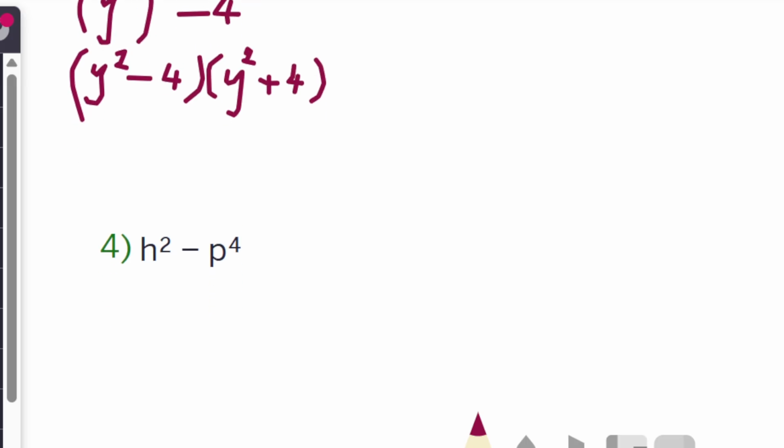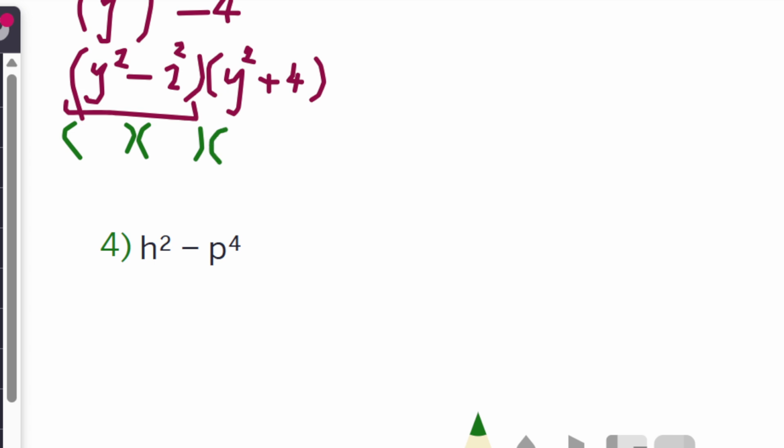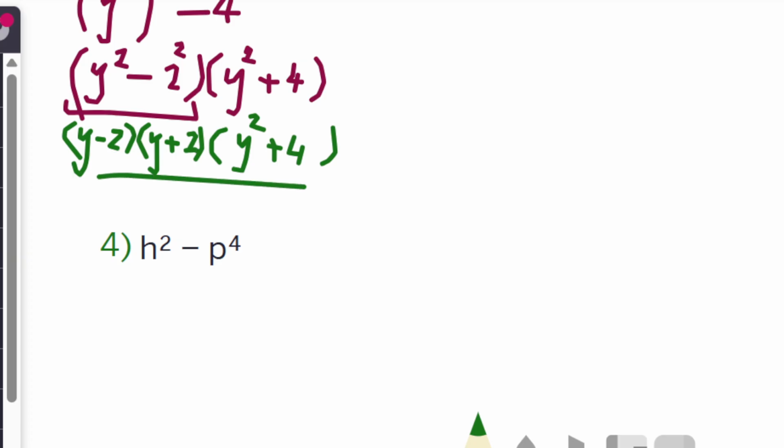That's fantastic. But if we look at this one here, the first one, y squared minus 4, the 4 can be written as 2 squared, isn't it? So the first one itself is the difference of squares. So what I will do here, I'll factorize the first one. The second one, we just keep it, y squared plus 4. But the first one, we can say it's y minus 2 and y plus 2. And that's your final answer. You can't do anything to the y squared plus 4.